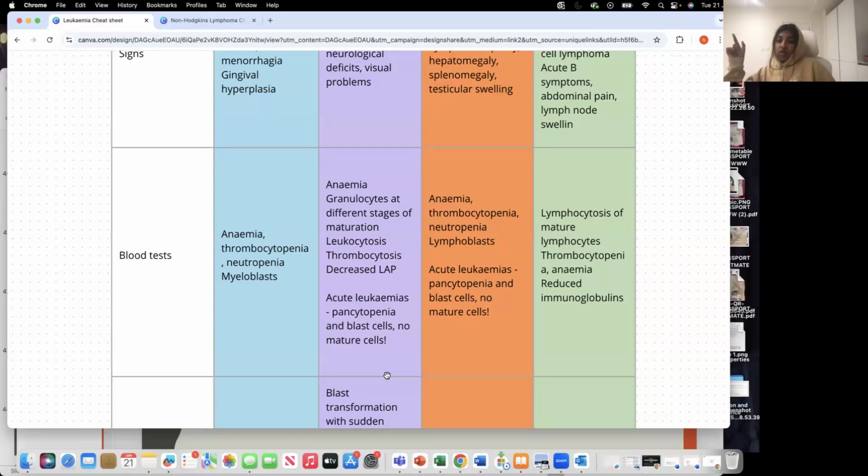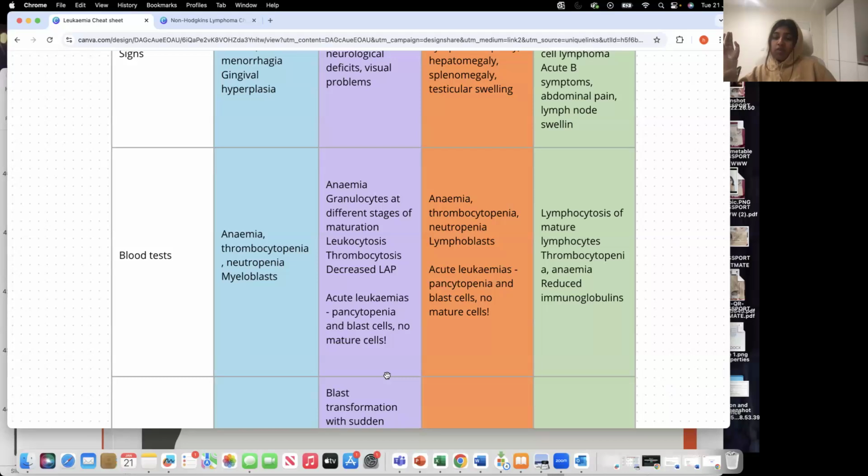ALL, again, anemia, thrombocytopenia, neutropenia, lymphoblasts. So in AML, you'll see myeloblasts. In ALL, you'll see lymphoblasts. I'm repeating this for the millionth time. Remember, it's the blast cells. If it's acute, think blast cells.